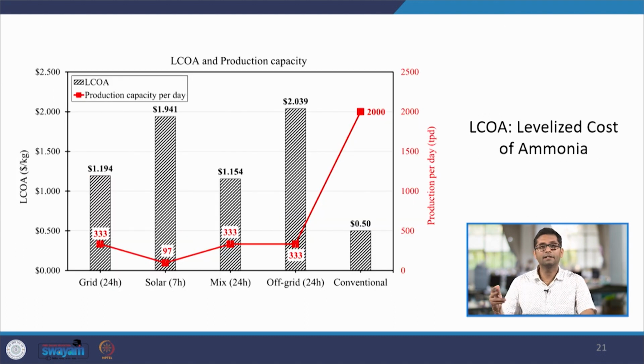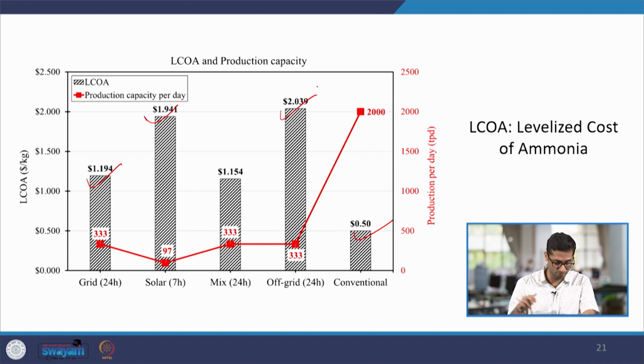We can also compare the levelized cost of ammonia production. Conventional ammonia is normally available at around $0.5 per kg or $500 a ton. That is the normal price. If I go with the grid or the mix one, I can have a price of almost $1.1 per kg of ammonia. And if I go just with the greener route, which is the solar route, it can be quite higher at 1.9, and if I go with batteries plus solar, it would be the highest at $2 per kg of ammonia.